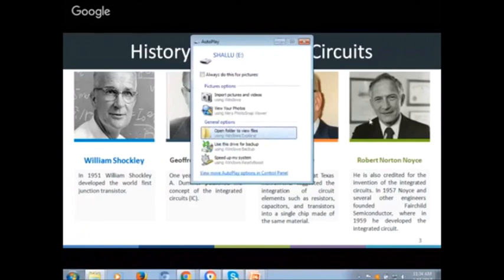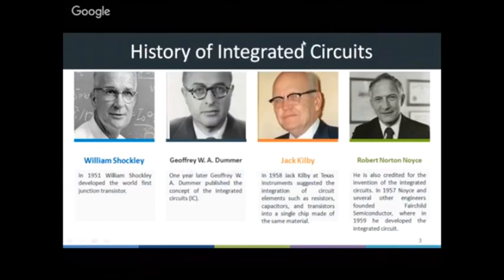Now, first let me throw some light on the history of the integrated circuit. In 1951, William Shockley invented and developed the first junction transistor. One year later, Jeffrey W. Dahmer published the concept of the integrated circuit, and in 1958, Kilby suggested the concept of the integrated circuit that consists of resistor, capacitor, and transistor on a single chip made up of the same kind of material.